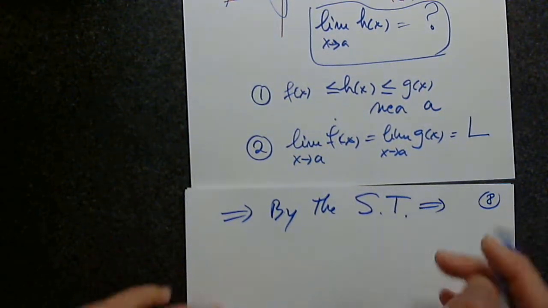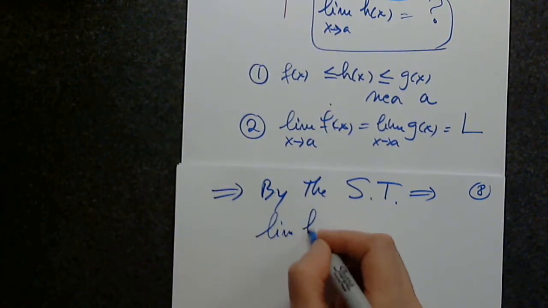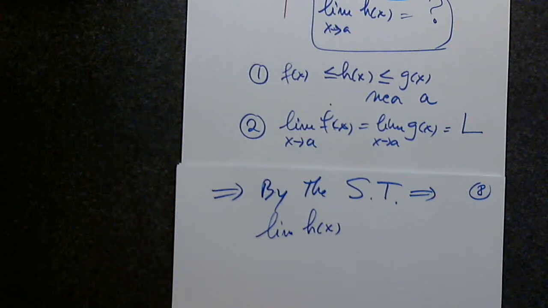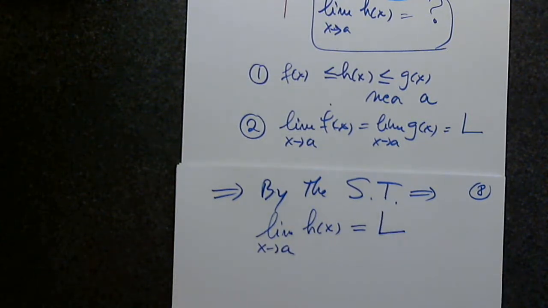what do I conclude? That the limit of h of x as x approaches a must be L. That's it. It's squeezed between those two functions near a. Those two functions have a limit that exists and is the same. Therefore, the function I'm looking to find the limit of must exist, and it must be L. Does it make sense? Okay, so let's choose a problem.